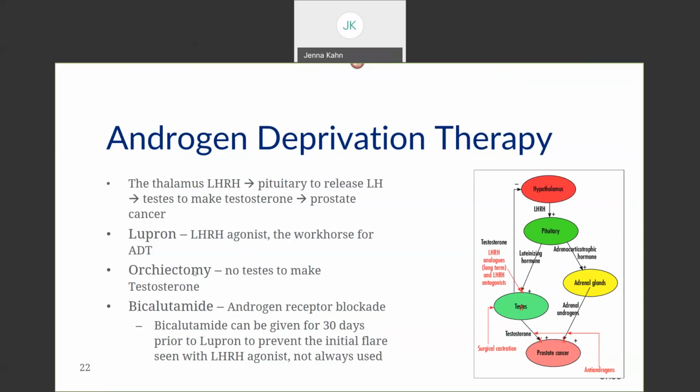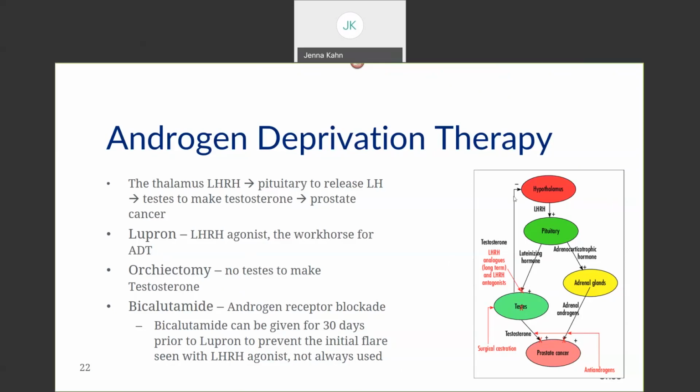You could get an orchiectomy, which means no testes, so not making any testosterone. And then another type of ADT is bicalutamide, which is an androgen blockade. Usually it's given maybe a week to 4 weeks prior to giving the Lupron shot to prevent an initial flare seen with the LHRH agonist. But it's not always used.